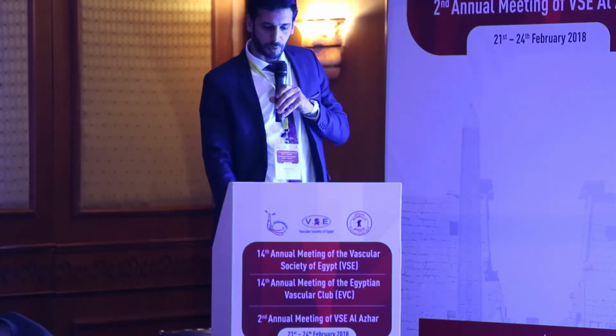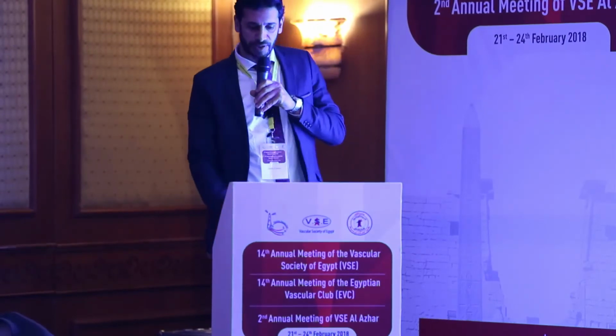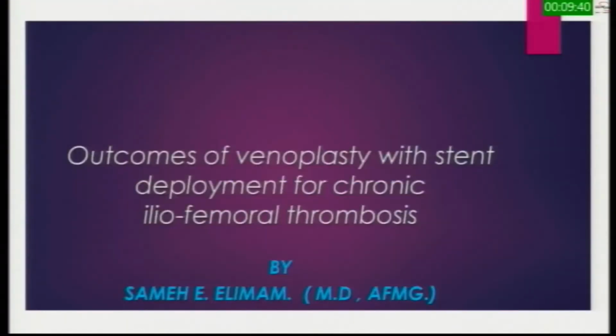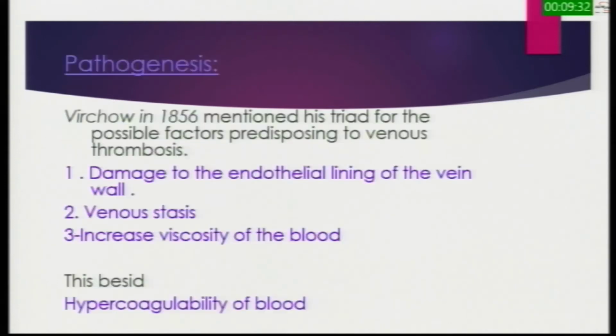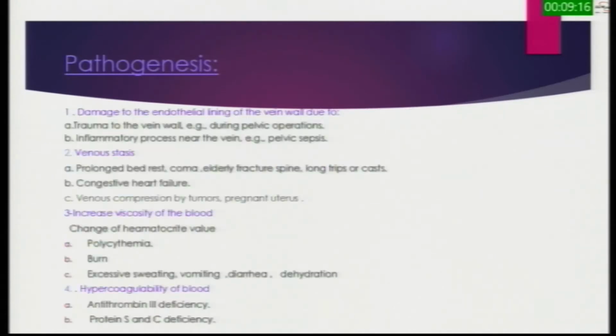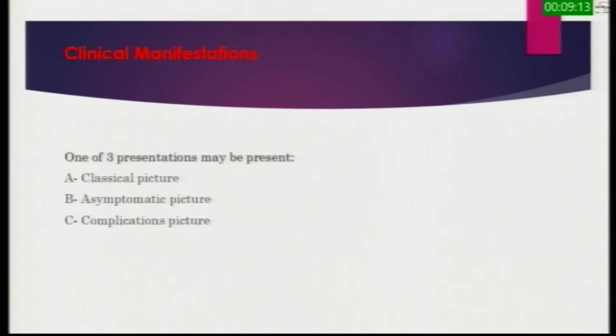My talk will cover the outcomes of venoplasty with a stent deployment for chronic iliofemoral thrombosis. We find blood clots, one or more, in the iliofemoral segment. This is what we call iliofemoral thrombosis. In 1956, Virchow described his triad: damage of the endothelium in the vein, venostasis, and increased viscosity, adding hypercoagulability of the blood. This is the pathogenesis. It hasn't differed from that time.